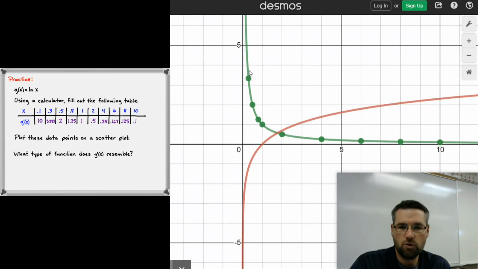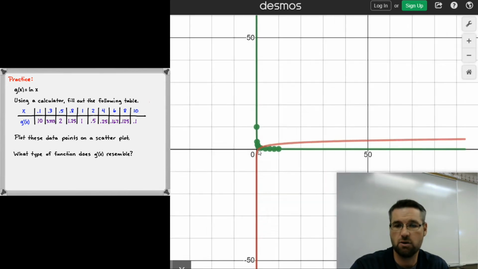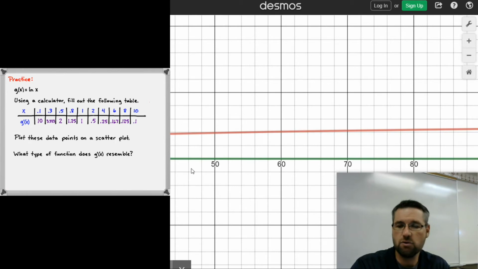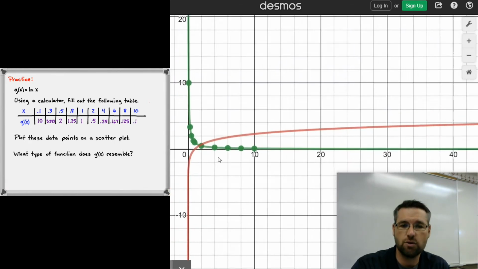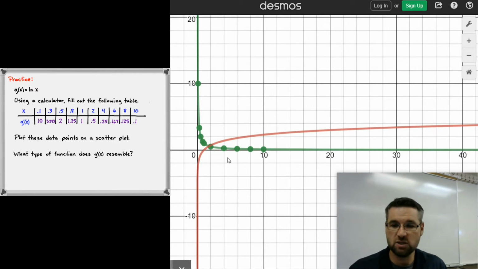So our green function is the derivative of the red function. Notice what's happening. We can see that the red function is increasing. It's always increasing. It will never go downhill. In fact, as I zoom out, you can see it's never going to go downhill. It kind of flattens out in a sense, but it never goes downhill. It's always increasing. Well, that would imply that the derivative is always positive.